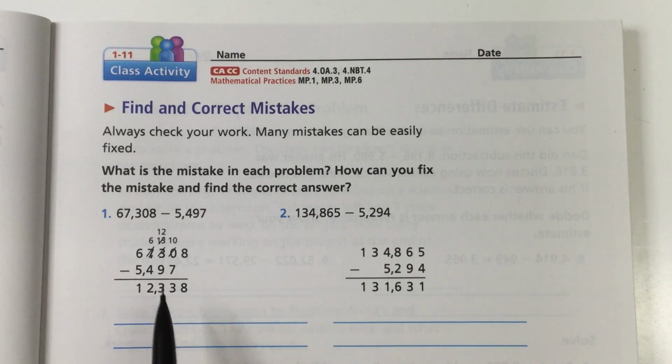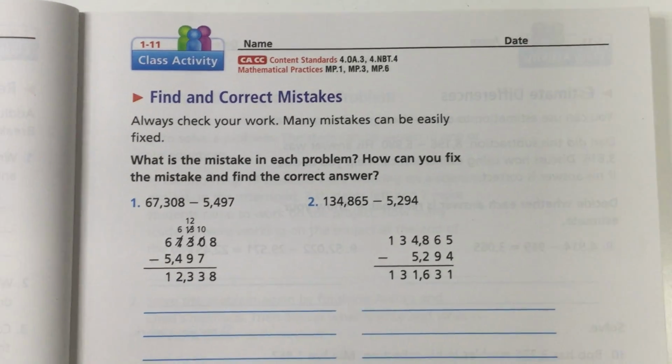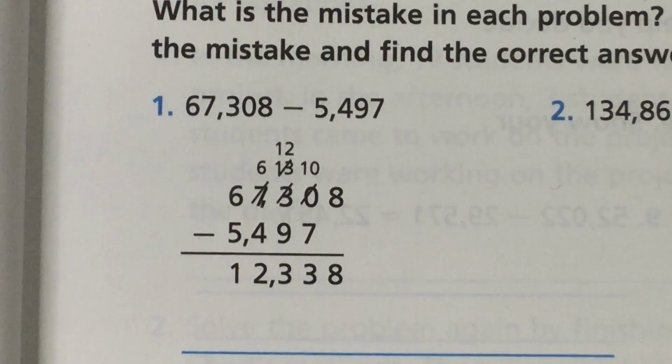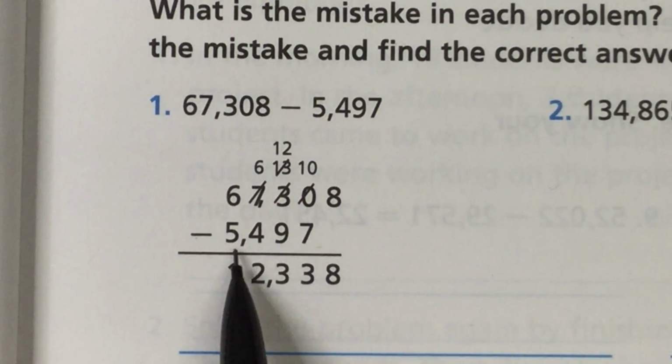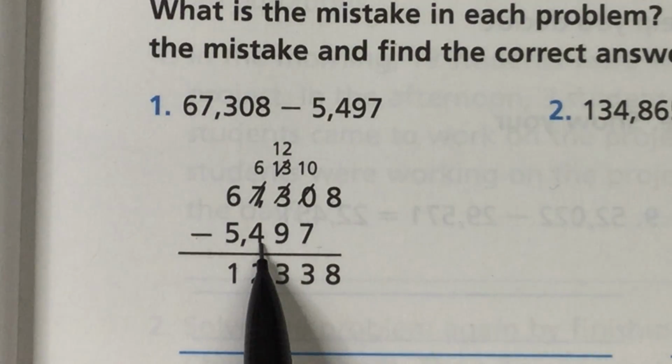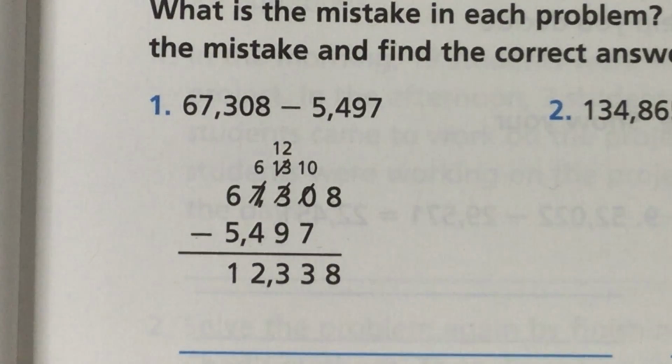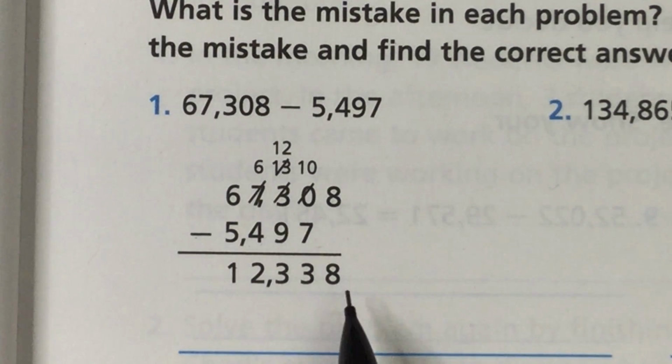If you said that they didn't line up the problems correctly, you would be right. You can see here that this number 5,497, the 5 should have been in the thousands place under the 7, and then 4, 9, and 7. So a very common mistake, and something that if you're just double checking, you can usually find pretty quickly.